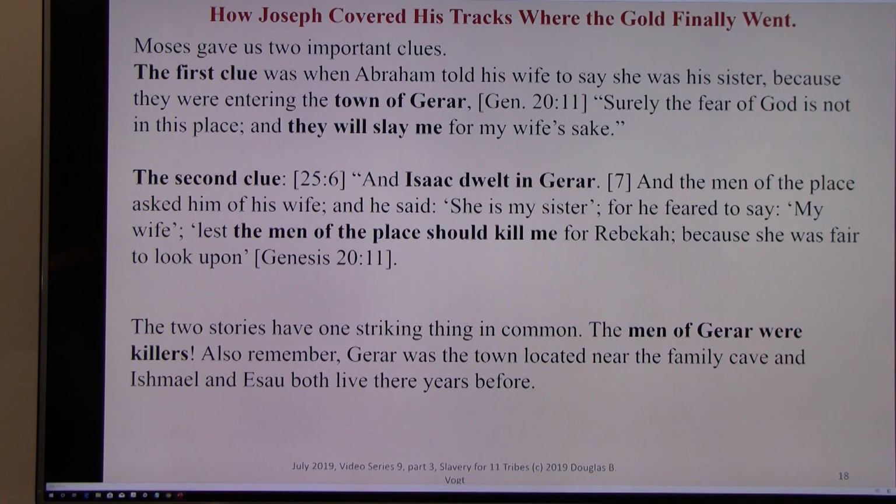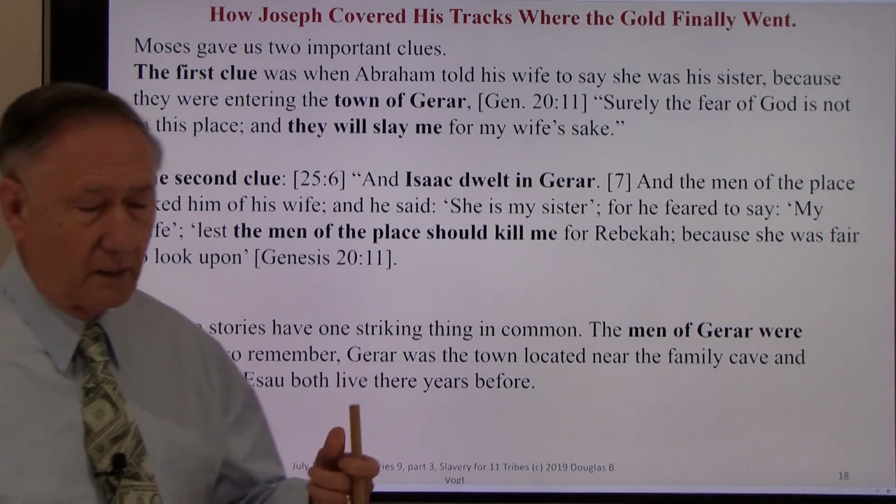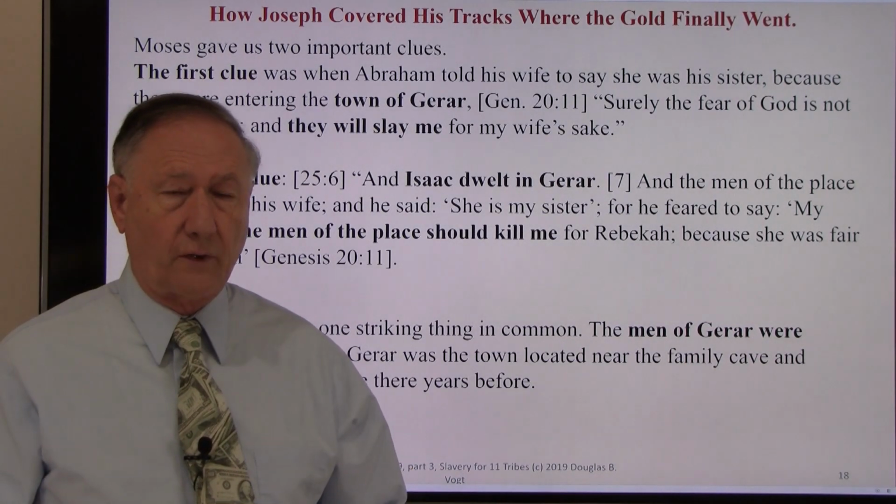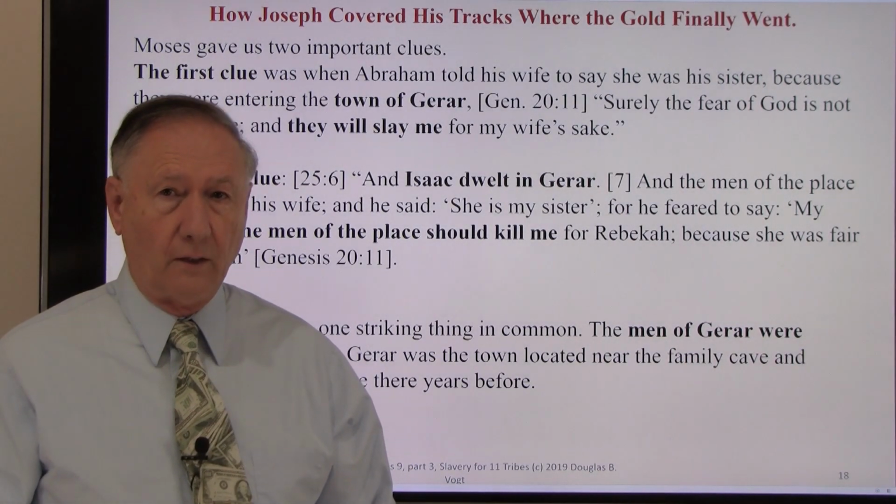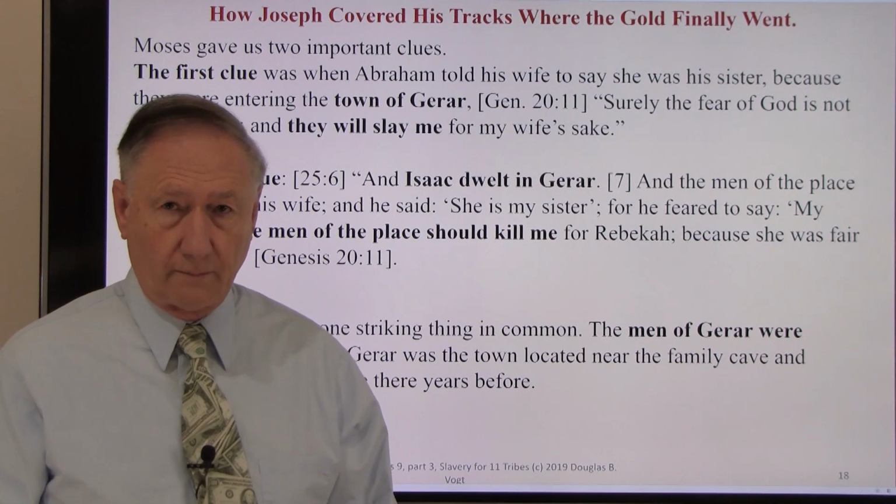The first clue was when Abraham told his wife to say that she was his sister because they were entering the town of Gerar. Surely the fear of God is not in this place, and they will slay me for my wife's sake. Now, this is trying to explain how Joseph covered up where the final location of the gold was.